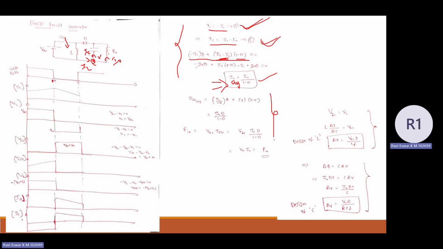Again, you can verify the average input current also. That average input current is equal to the switch average current. So what is the current flowing in the switch when it is turned on?